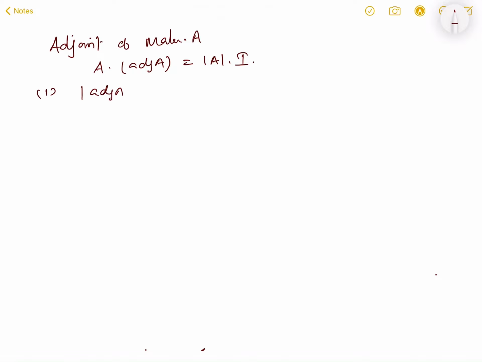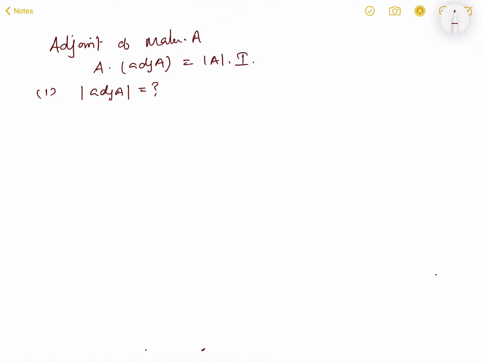In the last lecture, we learned about the adjoint of matrix A, and the theorem is A into adjoint A is equal to determinant A into I. In continuation with that, first we can find the value of determinant adjoint A. So how can it be done?